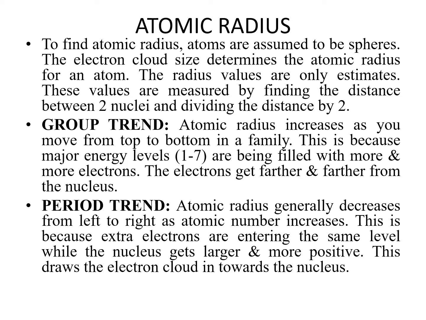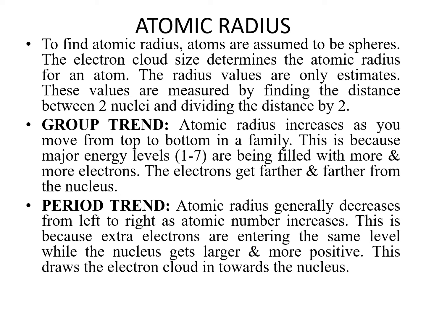Now let's discuss about what is atomic radius. To find atomic radius, atoms are assumed to be spheres. The electron cloud size determines the atomic radius for an atom. The radius values are only estimates. They are not accurate values. These values are measured by finding the distance between two nuclei and dividing the distance by 2. Then we get atomic radius.